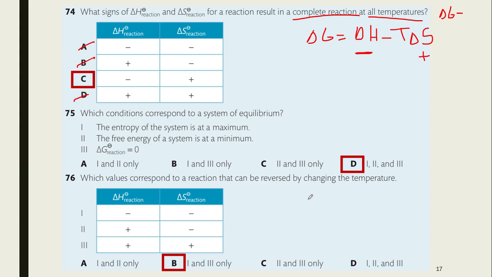In this case, both options 1 and 3 are going to allow you to reverse the sign of the delta G.